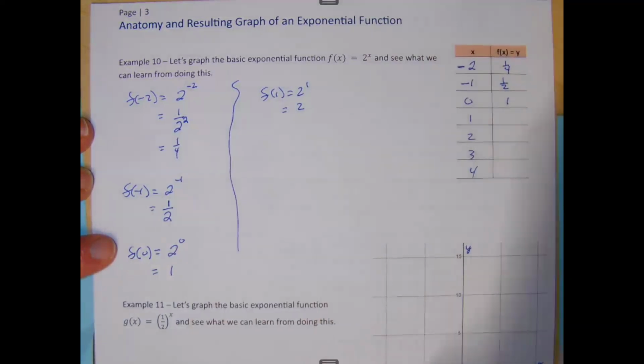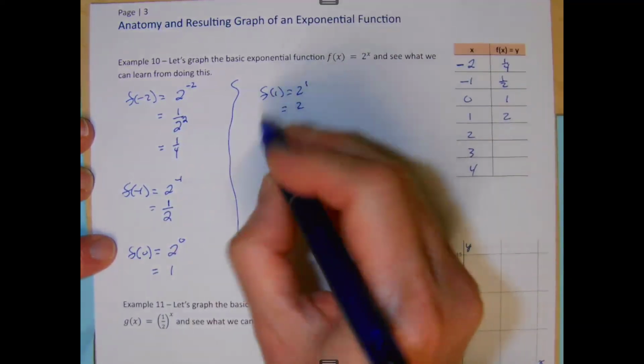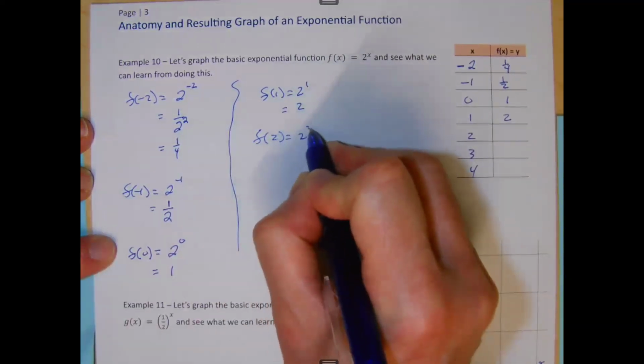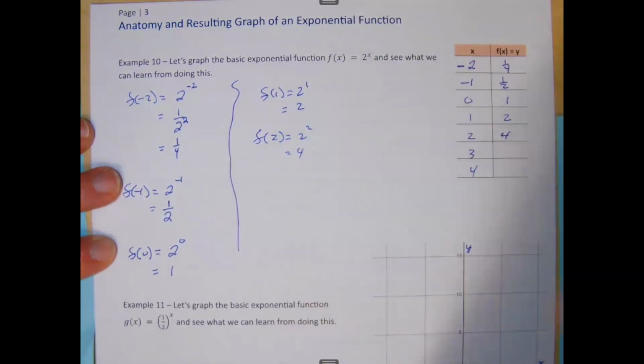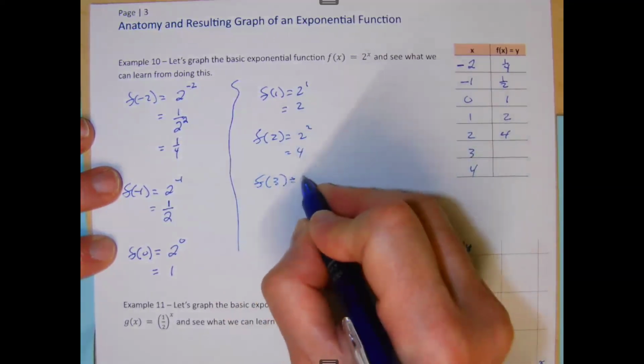Enter the next one, f of 2. So I got f of 1 is 2. Again, notice how nice this is to keep track of. F of 2. 2 to the 2nd power is a 4. So again, it's becoming a little easier to read. F of 3.